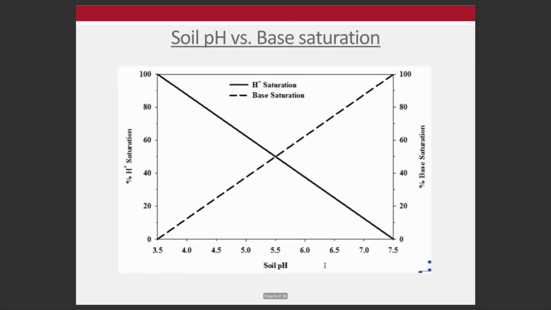And then at this point we should understand that as base saturation increases, the dotted line, your pH is going to increase by default, and hydrogen saturation is going to decrease. So as your pH increases, the number of bases on that exchange site increases, and the number of acidic cations, i.e. hydrogen, aluminum, iron, and manganese, are all going to decrease.